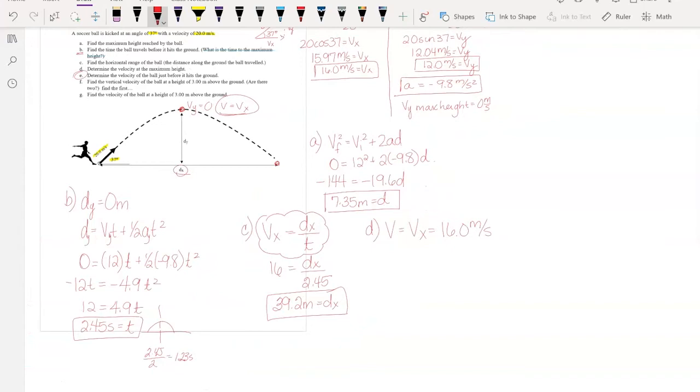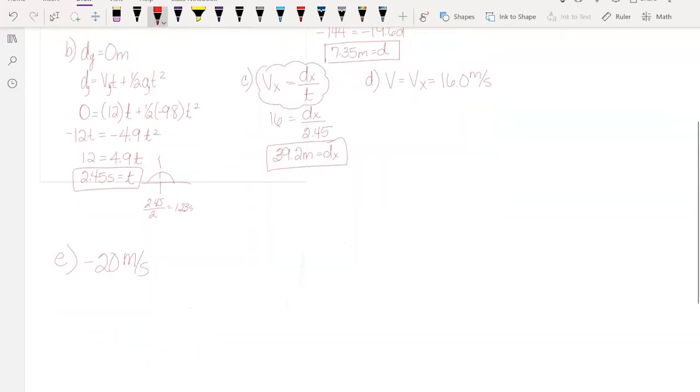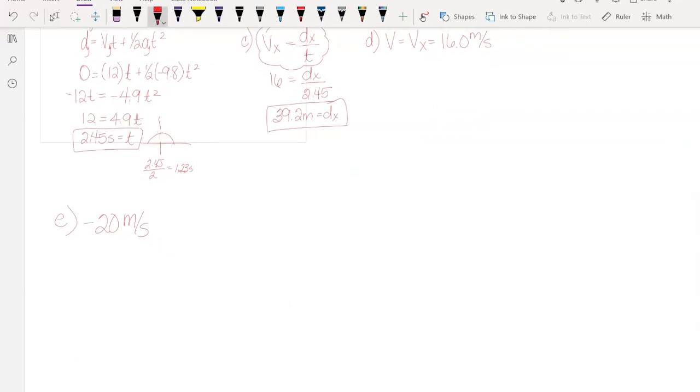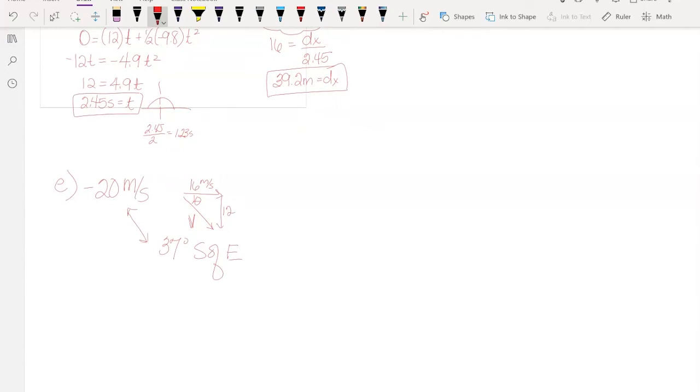What's the velocity just before it hits the ground? Well, it went up at 20, so the velocity, yep. And then if we were to look at the angle, the x would still be 16 in the forward, the y would now be 12 down, and when we get this angle, it's roughly 37 degrees south of east. So notice it's the exact same as before, it's just the direction is different. Same magnitude, same angle, just the direction. And if you don't have that negative there, that's fine. You just have to know that the y component is negative. That's the important part.